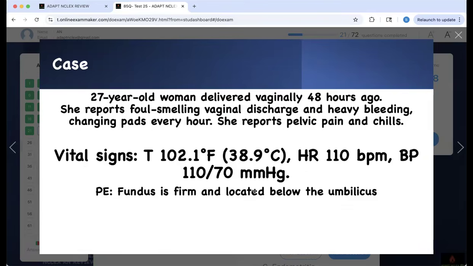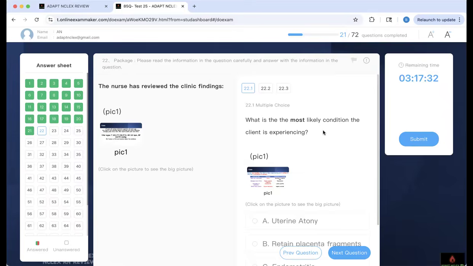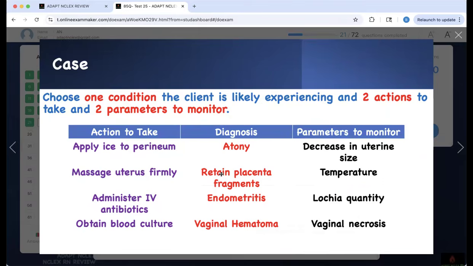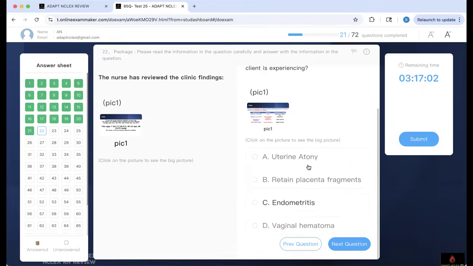The fundus is firm and located below the umbilicus, so it's contracting. Which of the following is the most likely condition the patient is suffering from? Do you think this is uterine atony, placental fragment retention, endometritis, or vaginal hematoma? What do you think? And if that's the case, do you apply ice to the perineum, massage the uterus firmly, administer IV antibiotic, obtain blood culture, or then monitor decrease in size of the uterus, temperature, lochia quantity, and vaginal necrosis? Therefore, this is the question. Which one do you think?